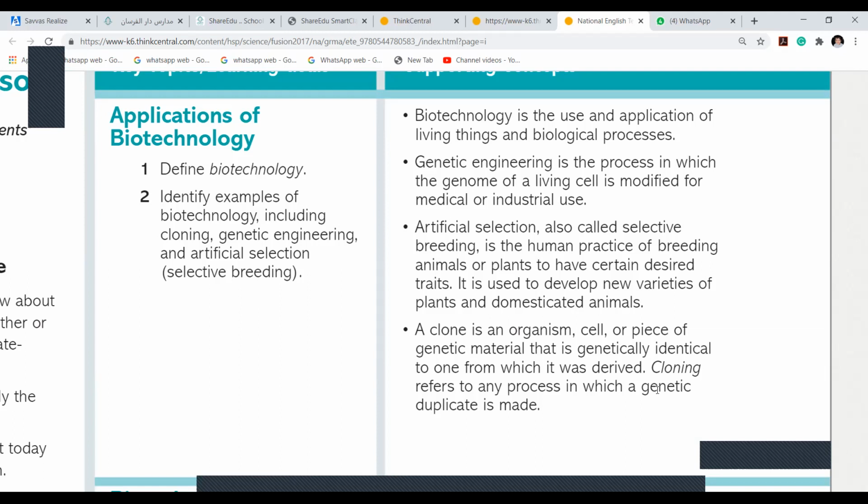The last one. What is a clone? In the movies, you have seen the word clone. A clone is a cell or piece of genetic material that is genetically identical to the one from which it was derived. Cloning refers to any process in which a genetic duplicate is made. They take genes from the body and introduce them into somebody else to make it identical. If you see a small video of it, you will understand better.